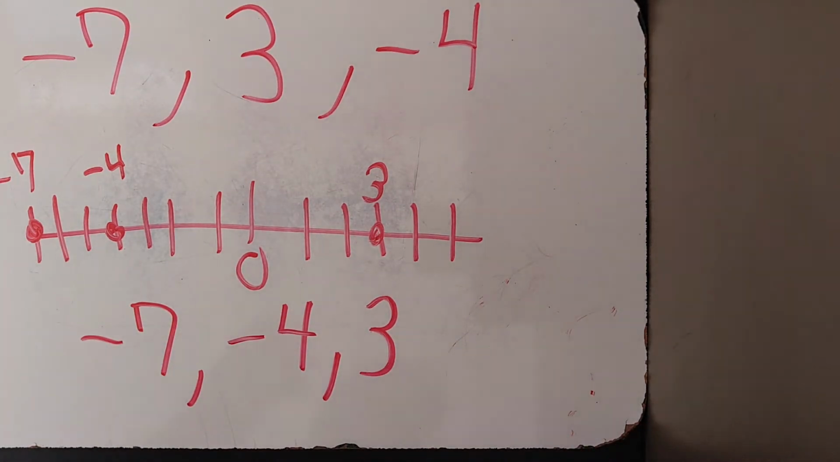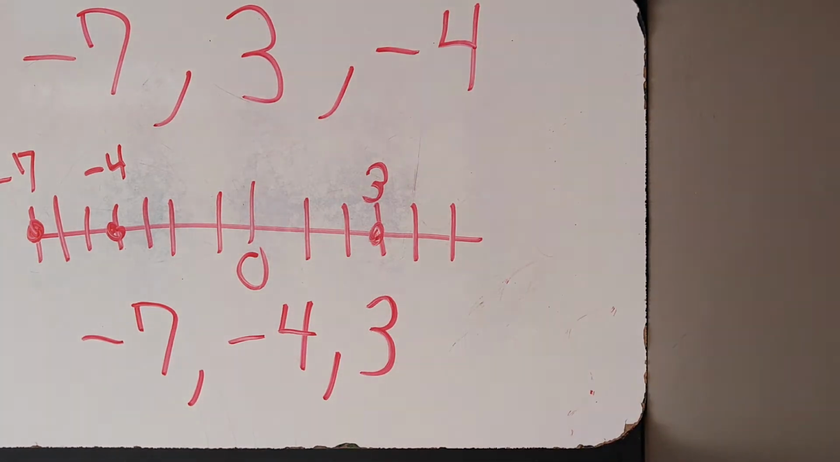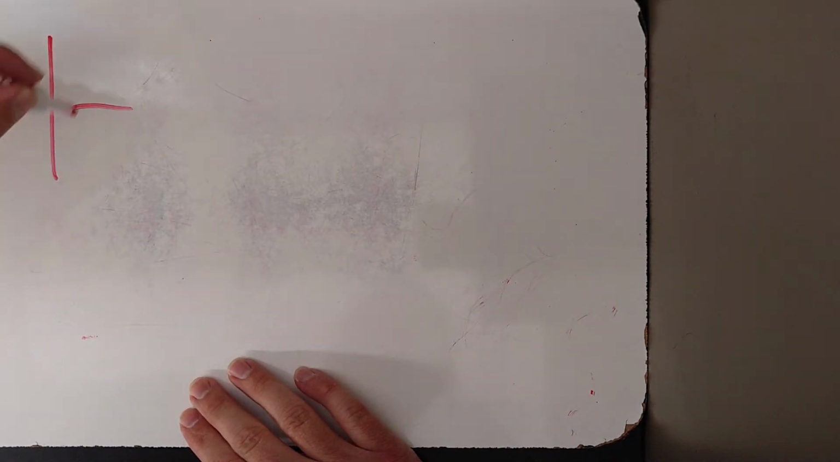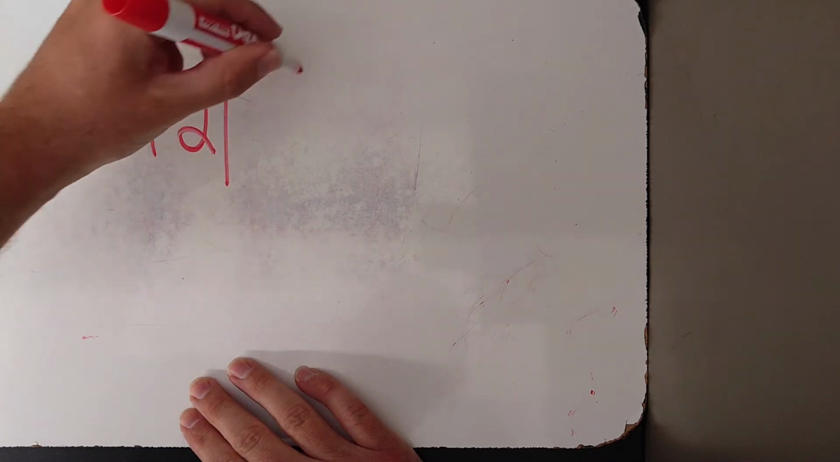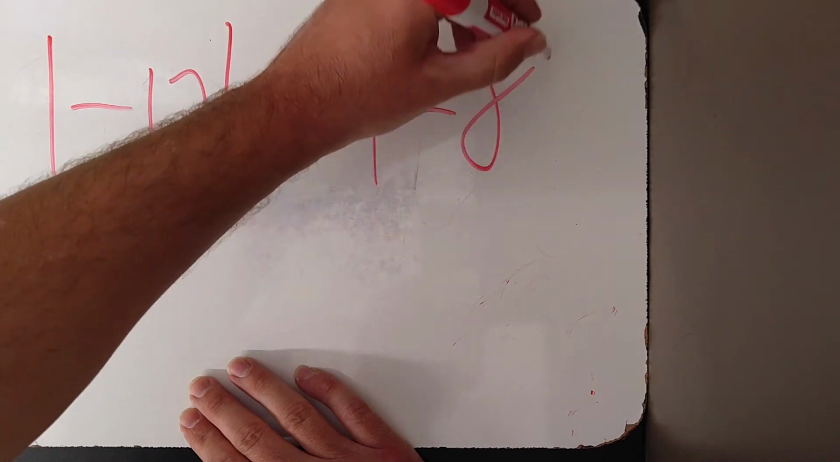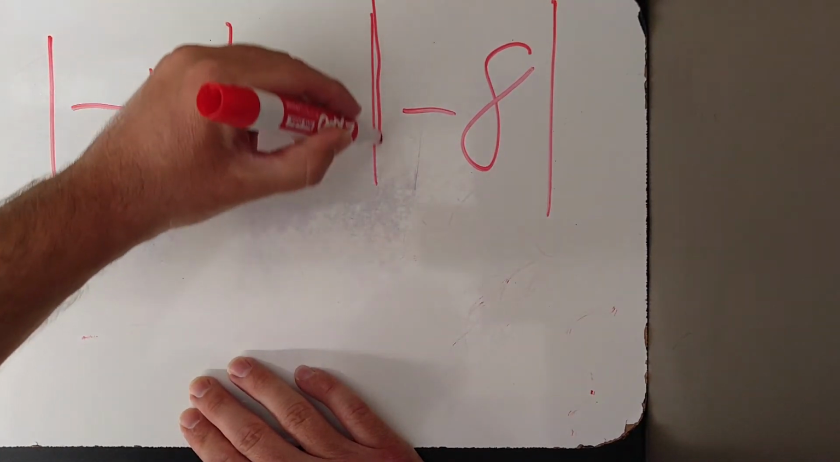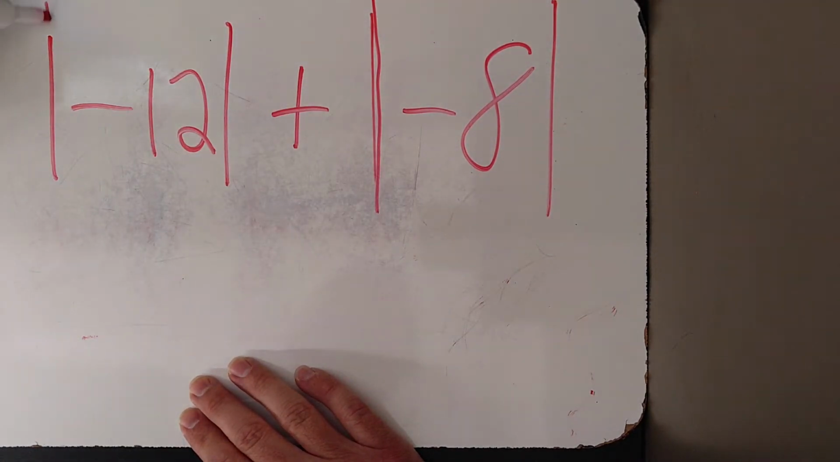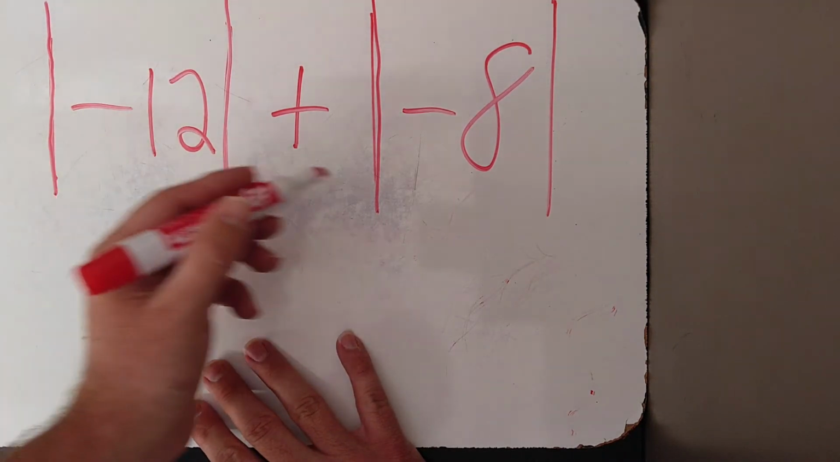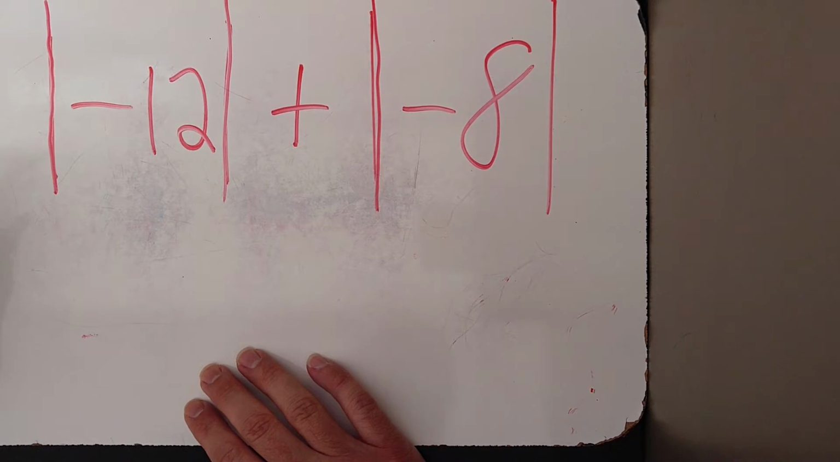If you needed to add with numbers for absolute value, for example, if you had absolute value of -12 plus the absolute value of -8, remember, the absolute value symbol means the actual distance from 0. So the absolute value from 0 on the number line.